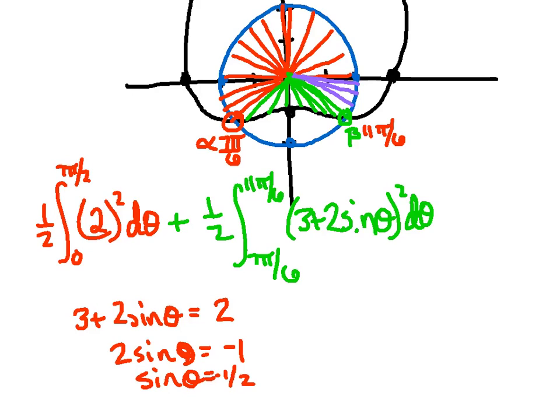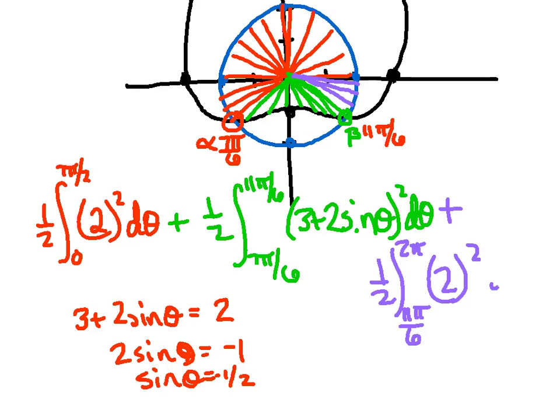And then last but not least, let's get that purple region. I may drop down here. Let's go 1/2 integral from 11 pi over 6 to 2 pi. And then we're back to being enclosed by that blue circle, so we'll just say 2 squared d theta. So the sum of those 3 would give me my total combined area that's inside both.